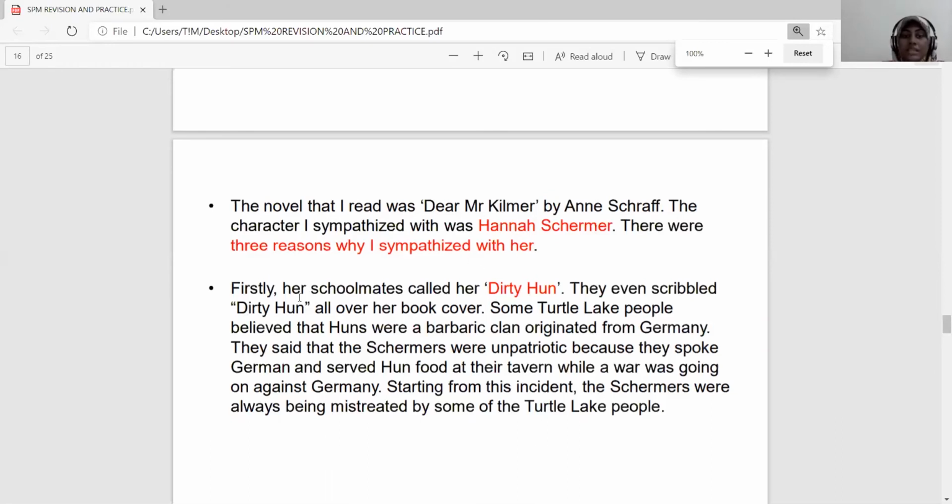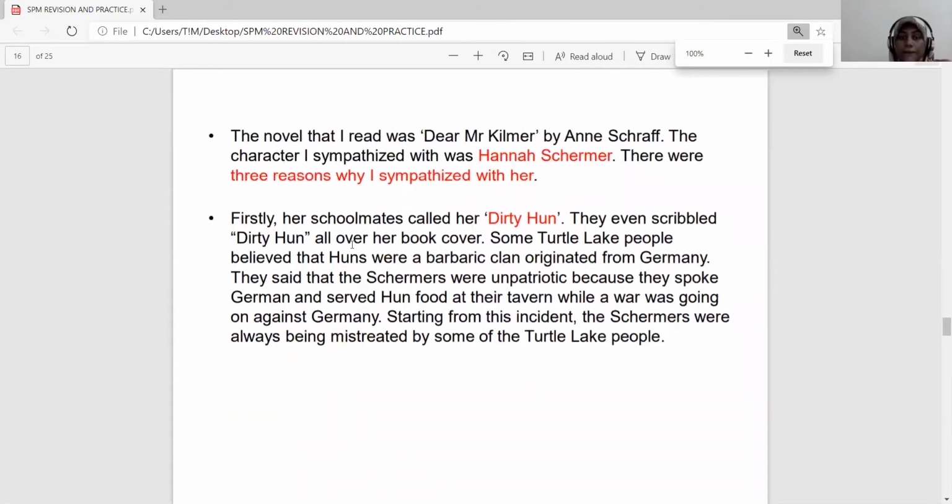Okay. Firstly, her schoolmates call her Dirty Hand. See, remember what I mentioned? You have to come from the first chapter until the end. So the first, they call her Dirty Hand. They also scribble Dirty Hand all over her book cover. All right. So this is the explanation for it. You can read it later.